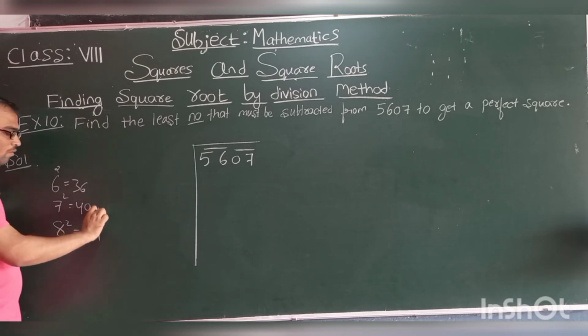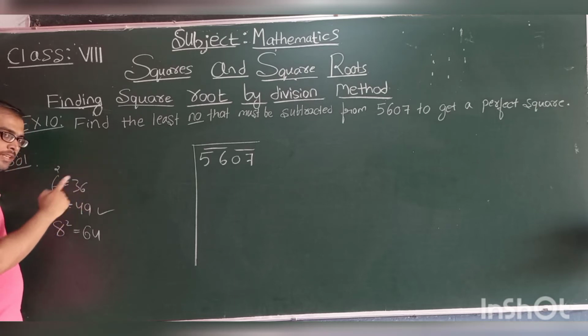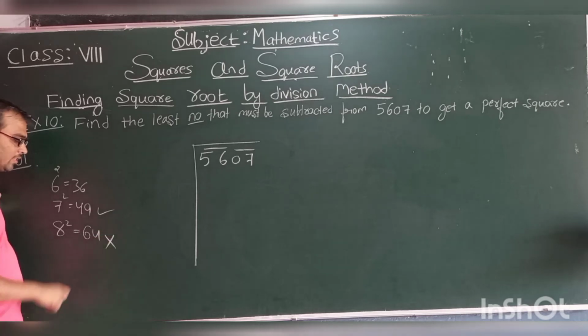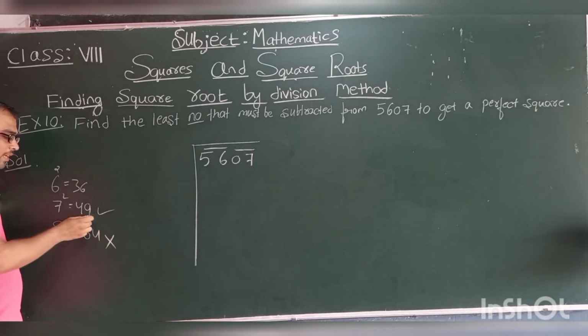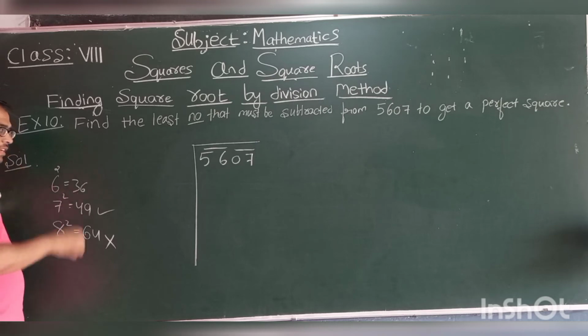We can take 49. Why? Because this is less than 56 and it is near to 56. This is greater than 56, so we cannot take this, and this is too much less than 56. Compared to these two numbers, 49 will be the nearest number to 56. So we'll take 7.